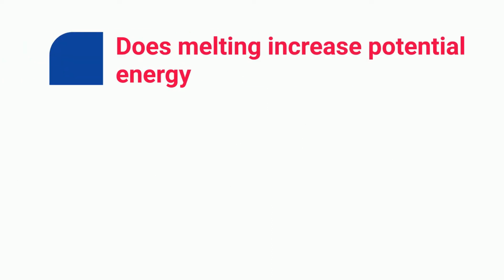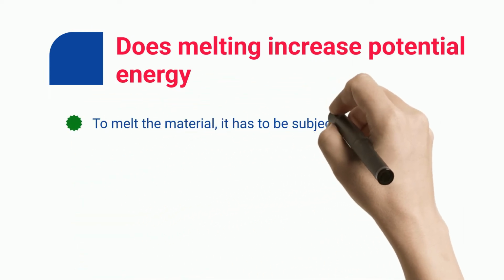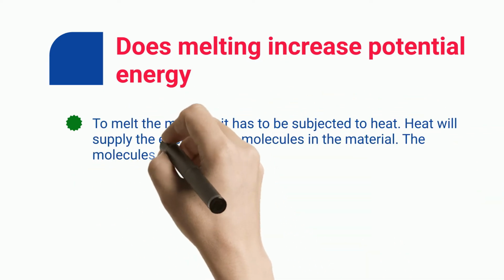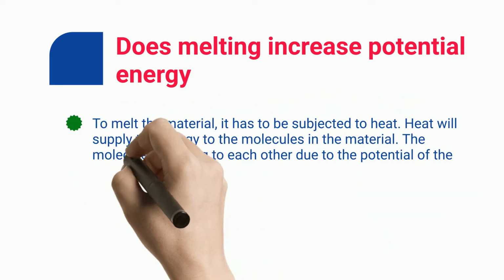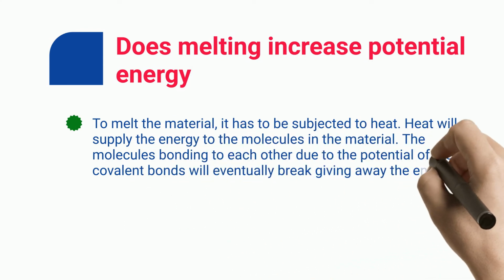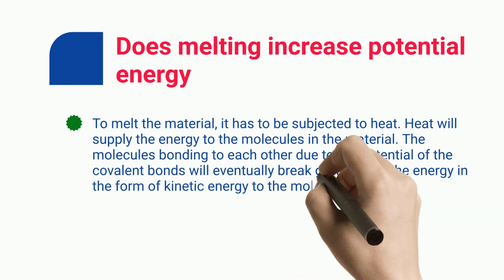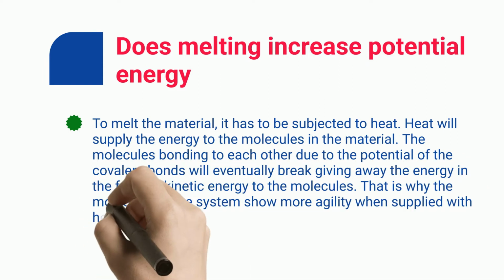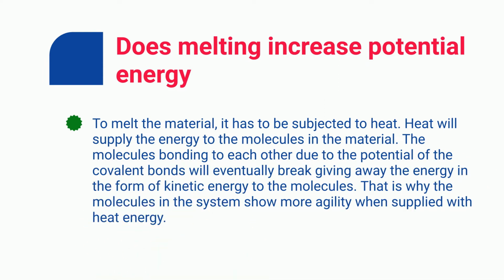Does melting increase potential energy? To melt the material, it has to be subjected to heat. Heat will supply the energy to the molecules in the material. The molecules bonding to each other due to the potential of the covalent bonds will eventually break, giving away the energy in the form of kinetic energy to the molecules. That is why the molecules in the system show more agility when supplied with heat energy.